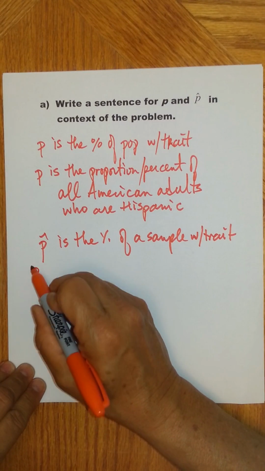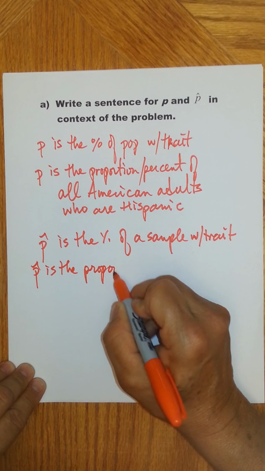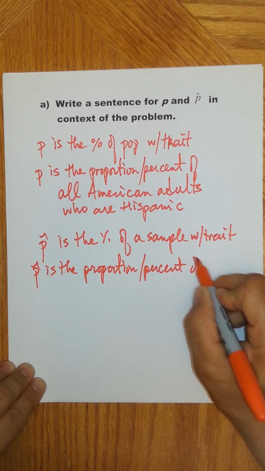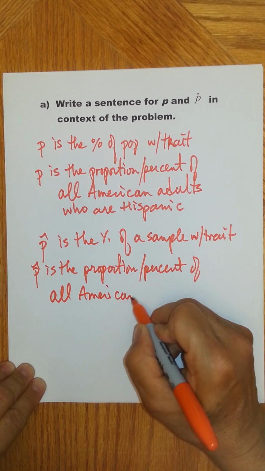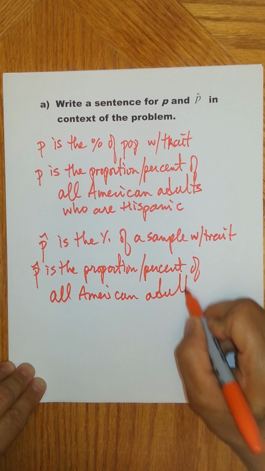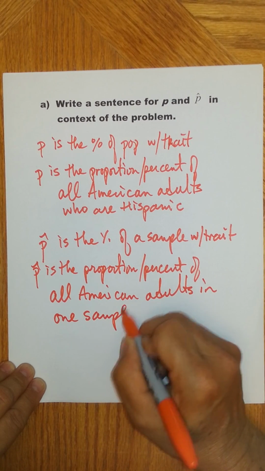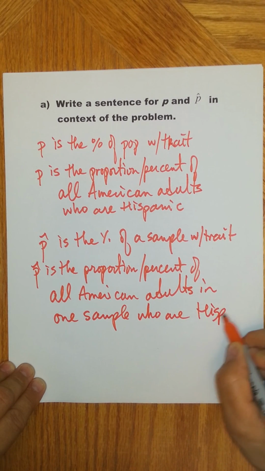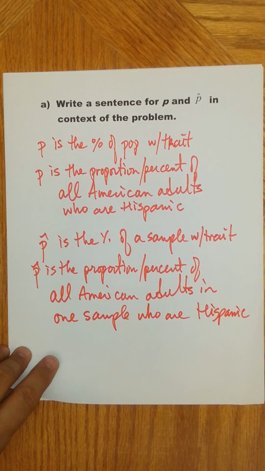So we'd say P hat is the proportion or percent of all American adults in one sample who are Hispanic. Okay. All right. Well, let's go ahead and check conditions.